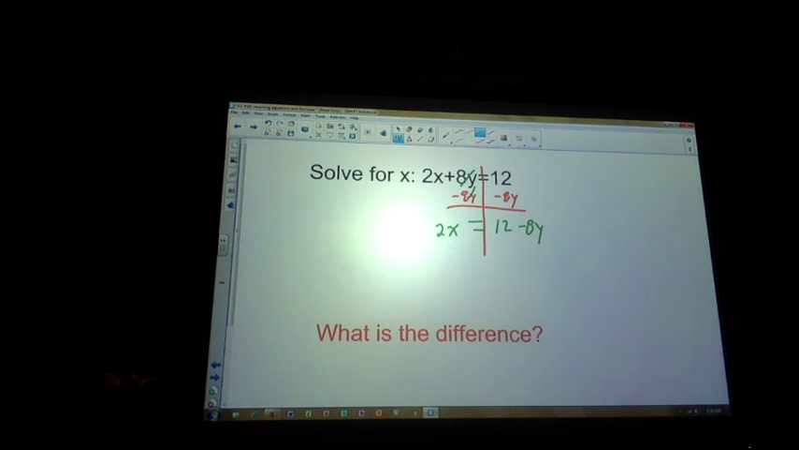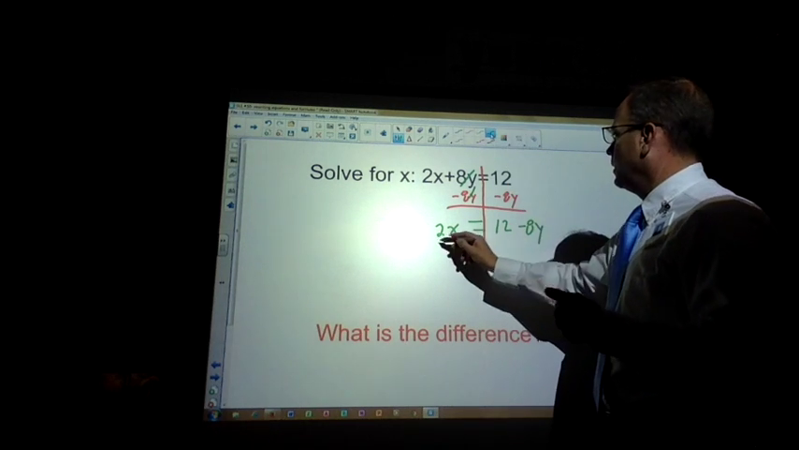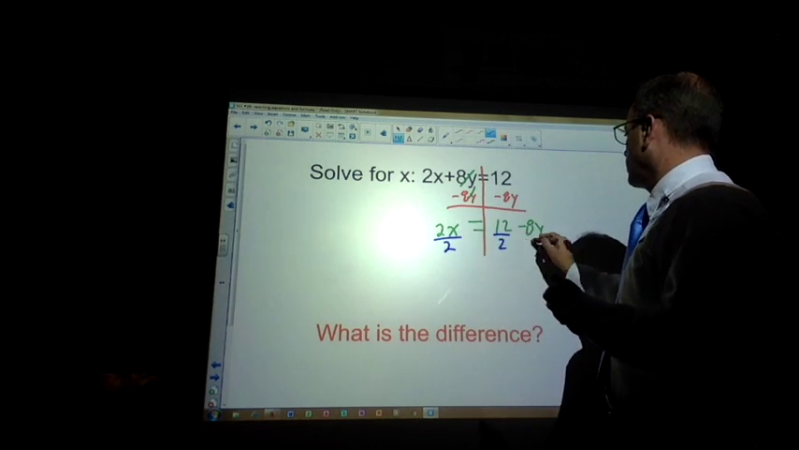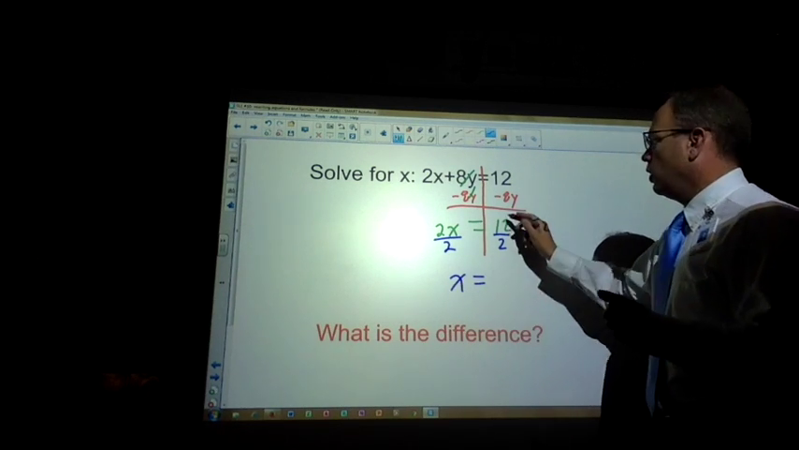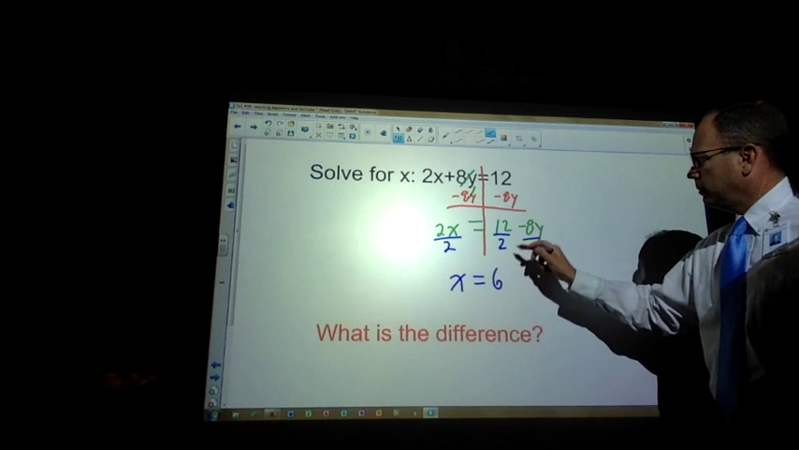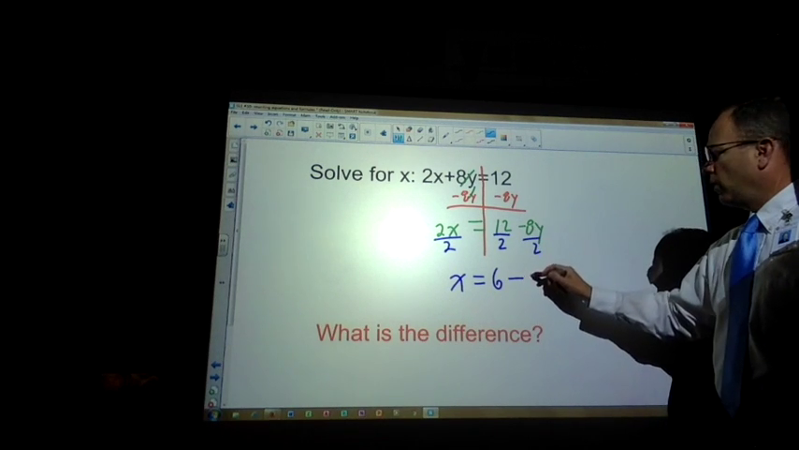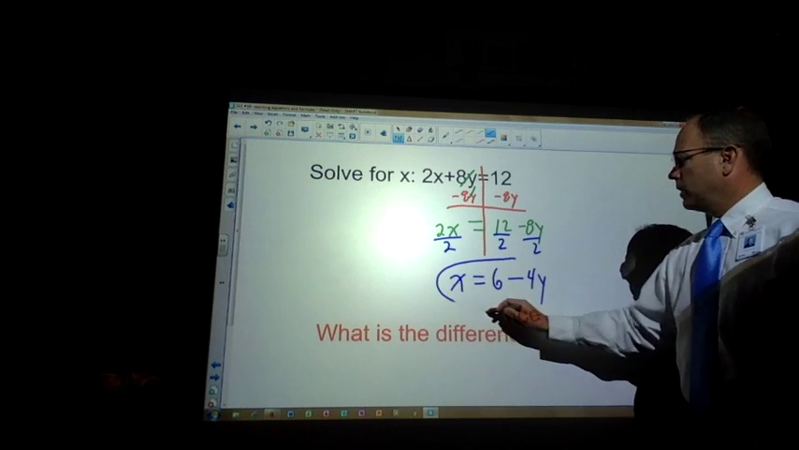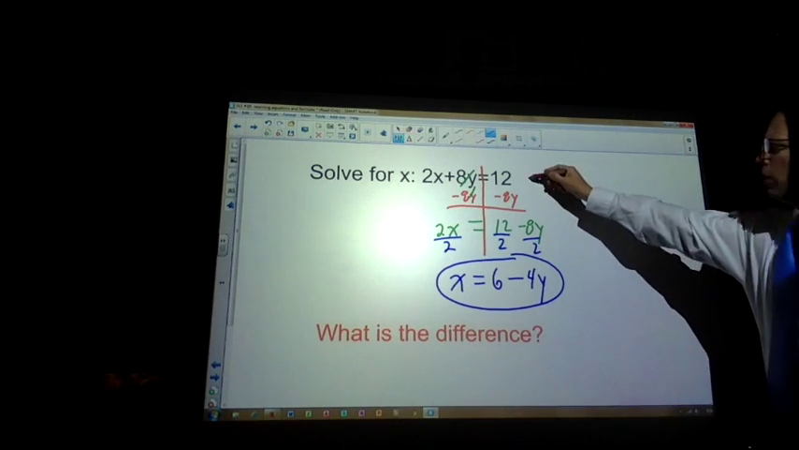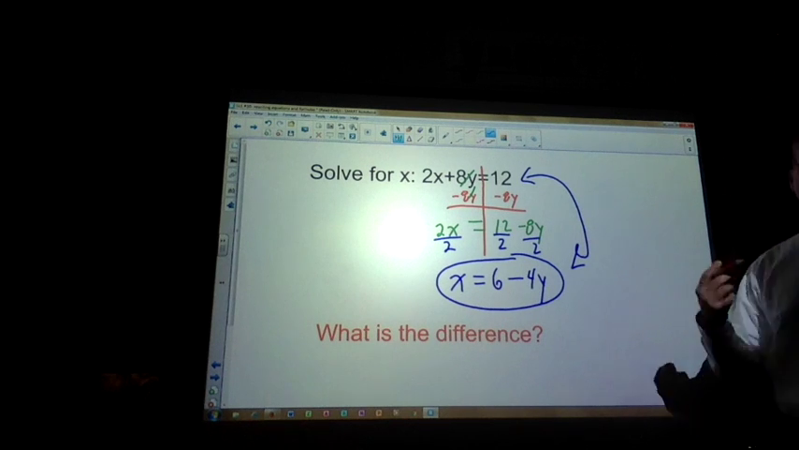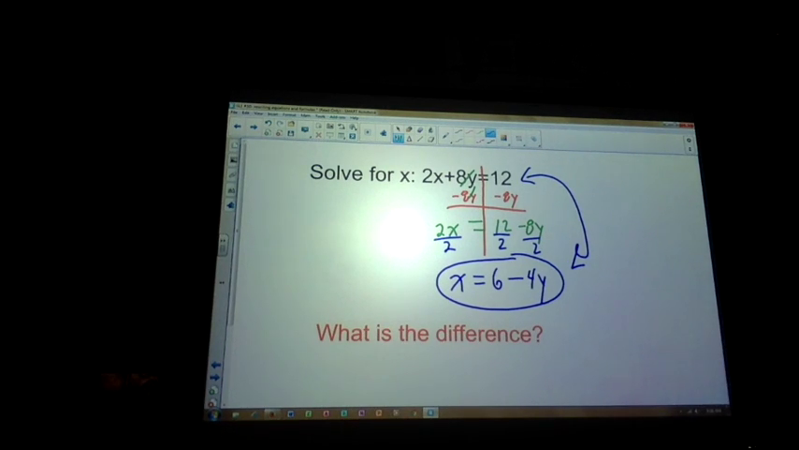Is x all alone right now? No. What's with the x right now? The 2 is hanging out. How are 2 and x being held together? Multiplication. What is the reciprocal operation of multiplication? Division. Cool. So I get x is equal to 12 over 2, which is 6, minus 8 over 2, which is 4y. So now these two equations are the exact same thing. It's just that I have one that I have solved for the letter they asked us to solve for.